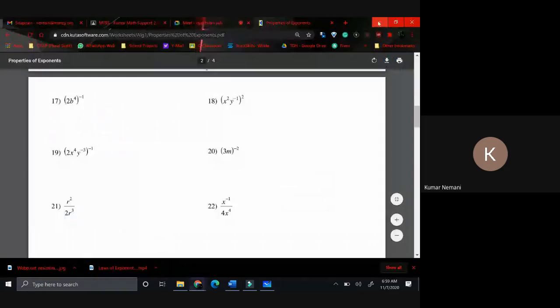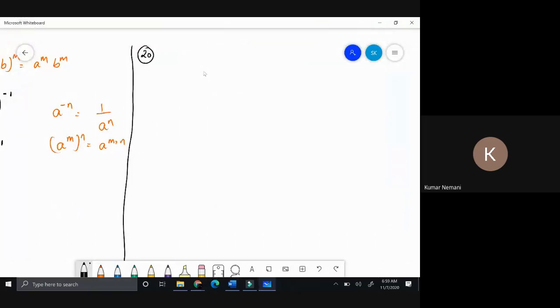3m power negative 2. Very simple problem again. You can simply take the power and put it in the denominator because it has a negative exponent. So it becomes 3m whole square. But still, you know that you can distribute this 2 to 3 and m in the denominator. And then it's going to become 3 square m square. And you know that 3 square is nothing but 9. So 1 by 9m square would be your final answer.